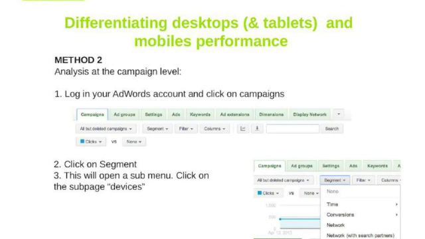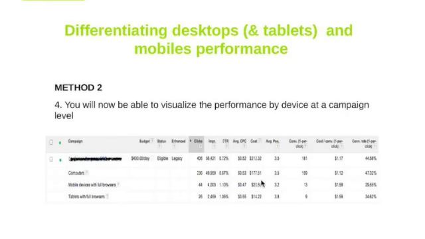So we are going to show it at the campaign level, but you can simply scale this method for the other segments. So first of all, you log in your AdWords account and click on campaign. Once you click on campaign, you then click on segment, and then you open a sub-menu which has a page called device. Once you click on device, you will basically have a breakdown of your performance based on computers, mobile, and tablets. This is really helpful. I would suggest everybody to actually use this method because it is preciser than the previous one.